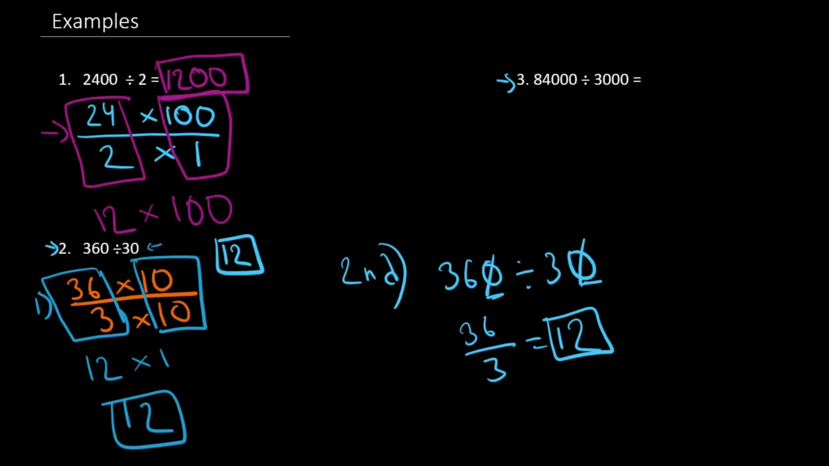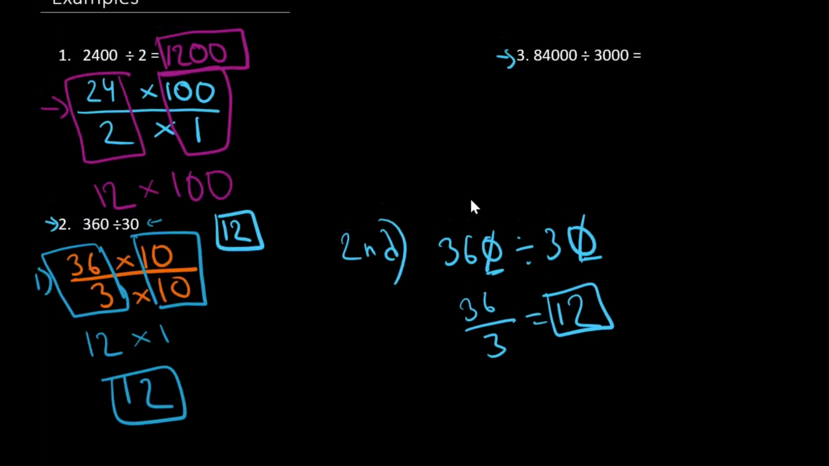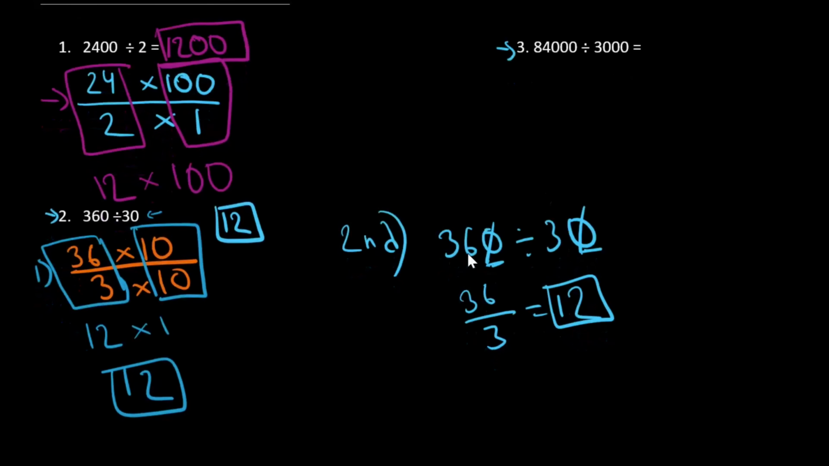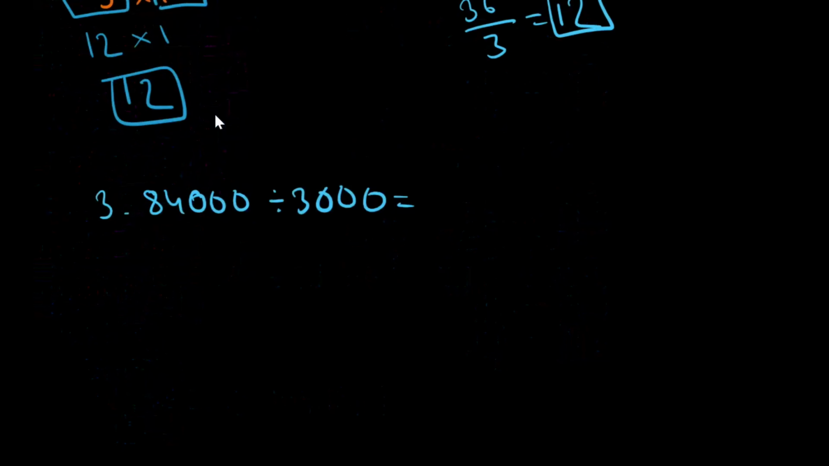And now, let's go to the third problem. I'm just going to write the second question and the third question under here so that we have enough space to do both methods. So the third question says 84,000 divided by 3,000. And is that right? Yes, it is.